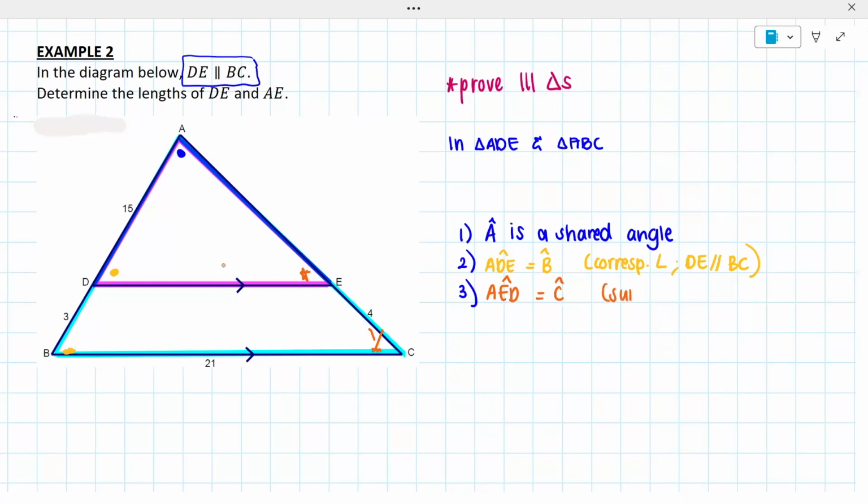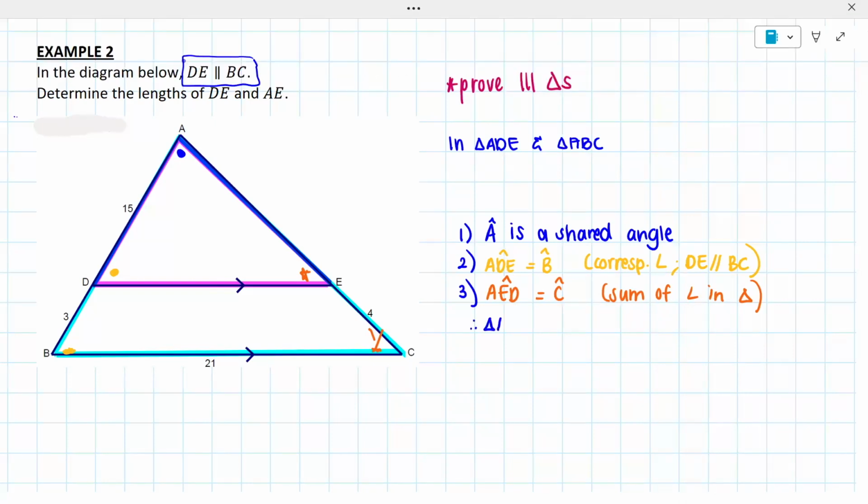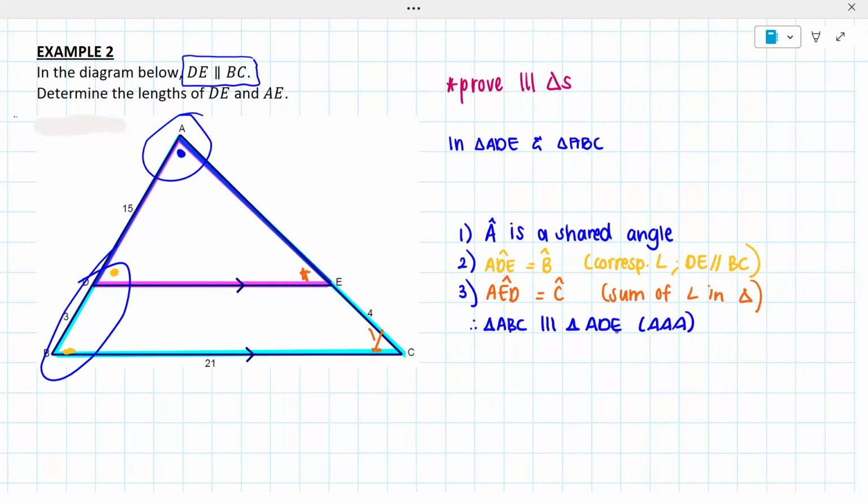Mine is always just sum of angles in a triangle for the third one, because I know that's true. I don't then have to stress about getting the reason wrong. I know it's the truth. Right, so we've proven that the corresponding angles are equal. So therefore, triangle ABC is similar to, and now we match up the angles. So A corresponds with A. Angle B corresponds with angle D, so AD, which therefore means E is my last letter. So ABC is similar to ADE, and this is because of angle, angle, angle.